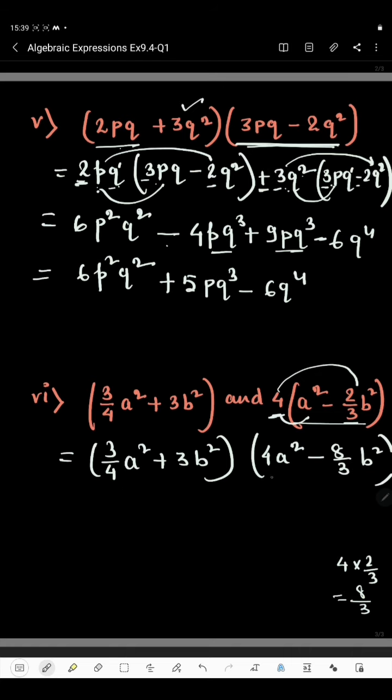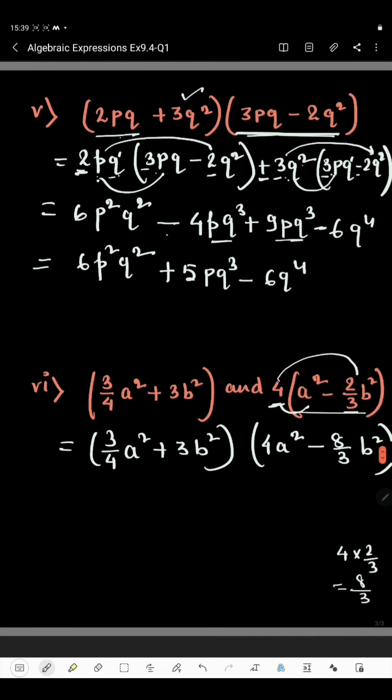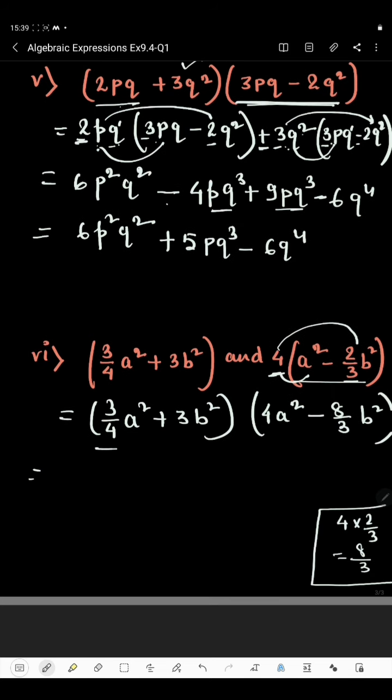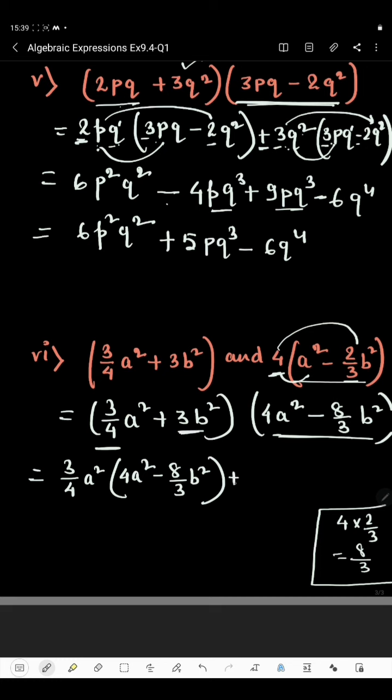Now we will multiply the binomial with the binomial. Okay, so we'll take the first term of the first expression, which is 3 by 4 a square, and this will be multiplied by the second expression, which is 4a square minus 8 by 3 b square. Now we'll take the second term of the first expression, which is 3b square, and this will be multiplied by the second expression, which is 4a square minus 8 by 3 b square.